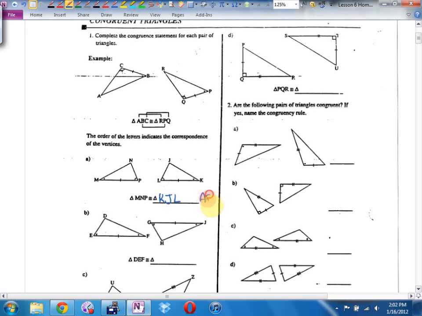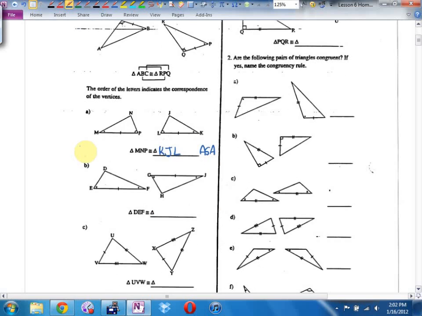Number two simply says, are they congruent? If they are, write the congruency rule. If not, just write no. Are these two triangles congruent? No. Convince me. We got three congruency rules. So what you're looking for is, do I have side, side, side? Do I have side, angle, side? Or do I have angle, side, angle? If I don't have one of those three, probably not, unless I can add more information. Do I have two identical sides and the angle between them? That's enough. I don't need any more information. I know that those two triangles are the same size and same shape.